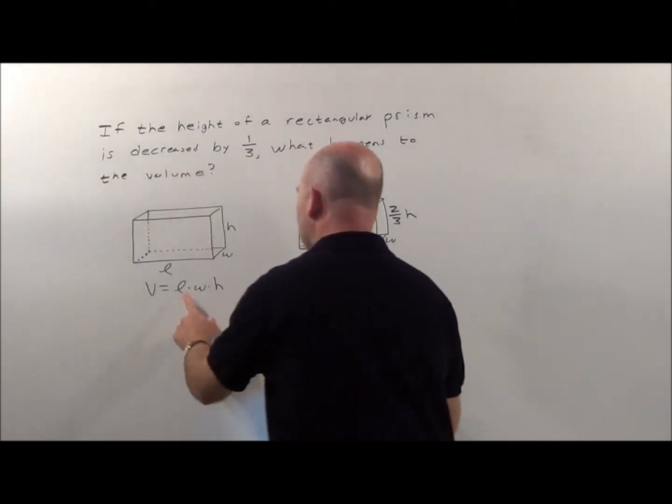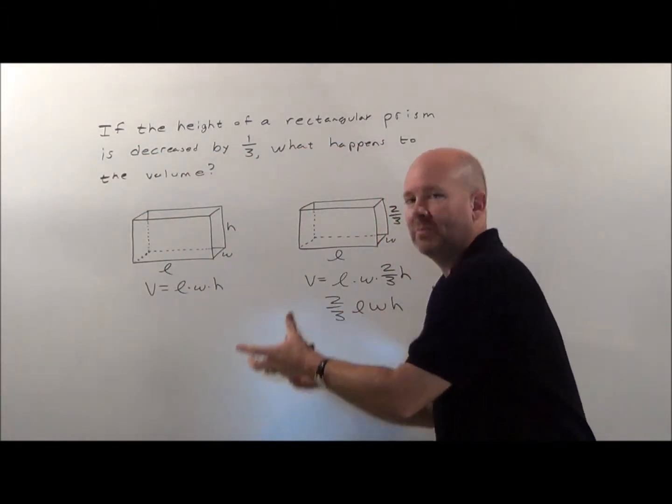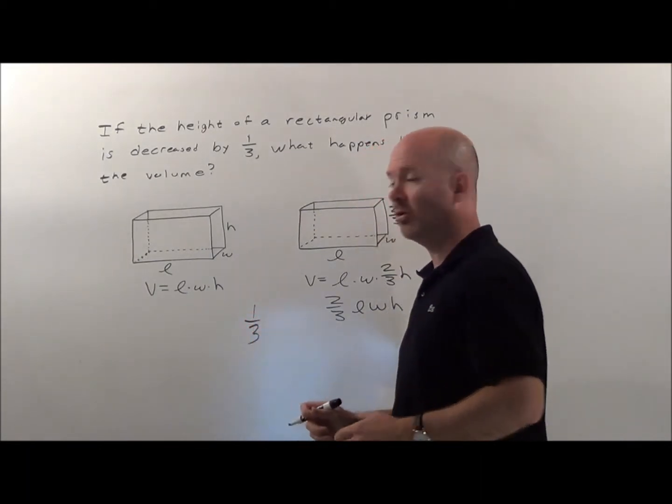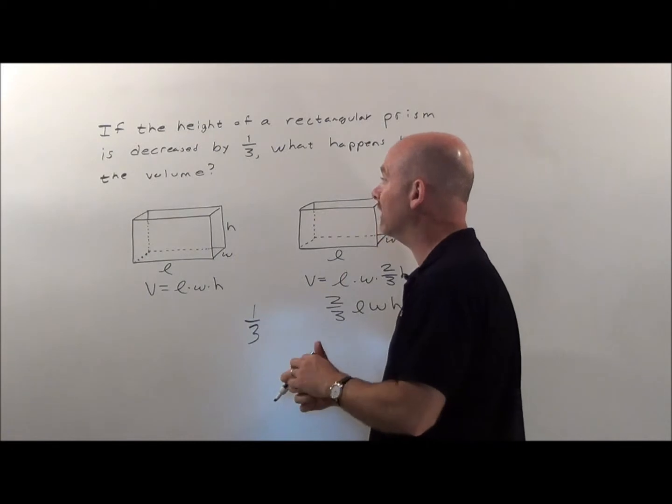Well, if it's only 2/3 of the original, what percent did it go down by? Well, the volume just went down by 1/3 itself. It didn't have any bearing.